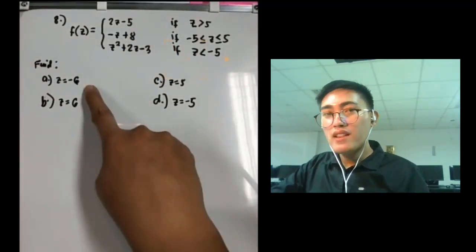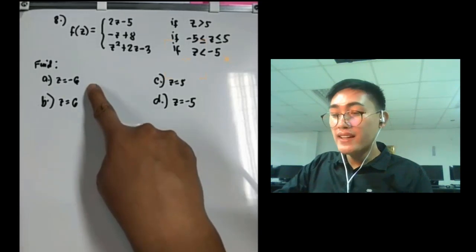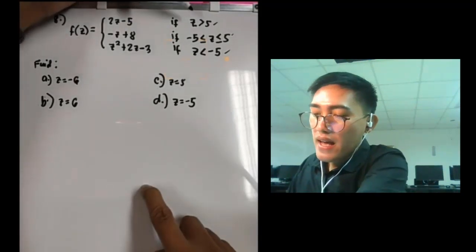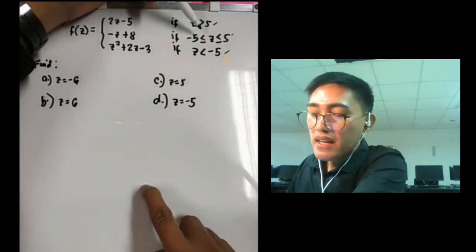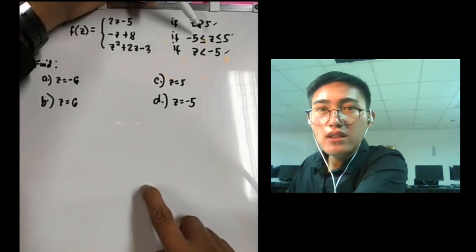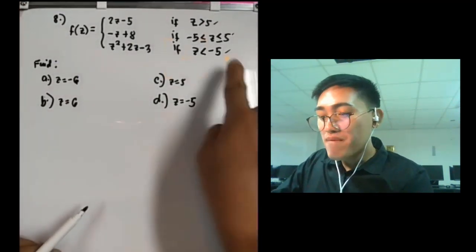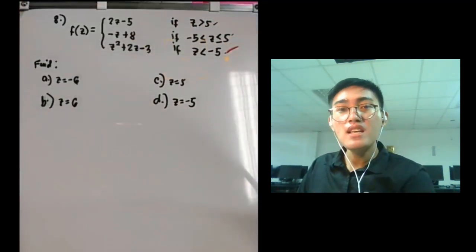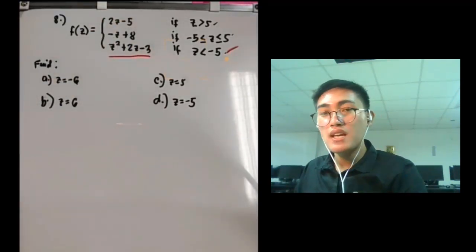Let's take a look with letter A. It is negative 6. Saan natin kaya isa-substitute ang negative 6? Saan condition kaya ang na-meet niya dito? Tatlo. Sa una ba, negative 6 is greater than 5 ba? Mali. How about dito? Nasa pagitan ba ng negative 5 at positive 5 ang negative 6? Mali. How about dito sa pangatlo? Less than negative 5 ba ang negative 6? Yes, tama. So we are going to use this one. Z is less than negative 5 using this function z squared plus 2z minus 3.